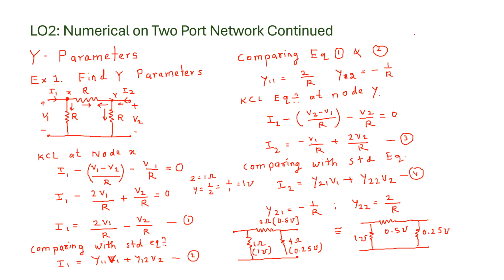Now how can we write Y11? Y11 is equal to the total admittance connected to this node 1. You can say this is our port 1. So this admittance 1 mho plus 0.5 will give you 1.5 mho. What is Y12? Suppose this is our port number 2, then the admittance between 1 and 2 is 0.5 mho. So we can write 0.5 mho and we put a minus sign to this.